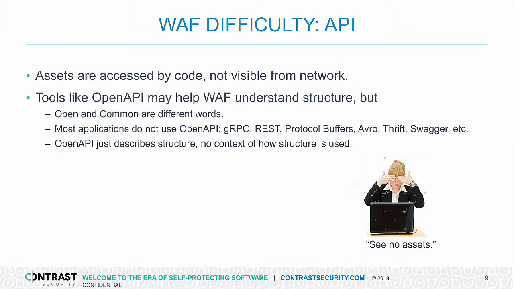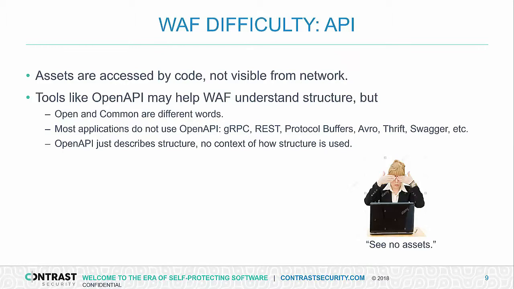One of the other difficulties is that open and common are different words, so a lot of applications don't even use OpenAPI, even though it is a very nice framework. Instead, they will use things like Google RPC. They'll use a different REST implementation for REST APIs. And there's a number of other interchange formats like protocol buffers, Avro, Thrift, Swagger, which was the parent of OpenAPI. But essentially, there are many different things that applications will use. And mostly, the issue is just that OpenAPI simply describes structure. It doesn't give any context as to how that structure is actually used.